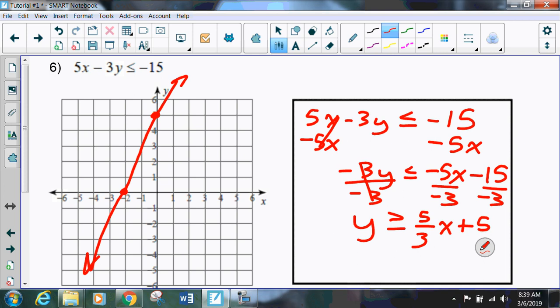All right, let's do the shading. Y is greater than or equal to this line. So we're going to put our pen or pencil on the y-intercept, and we're going to say our y-intercept is 5. Looking at the y-axis, where are the numbers on the y-axis that are bigger than 5? That's right, they're the numbers that are going up. So therefore, I'm shading up above my line.